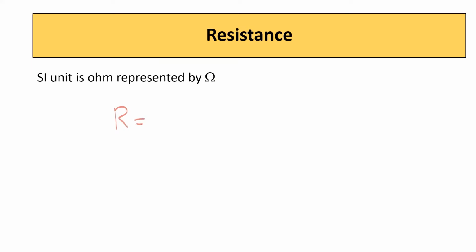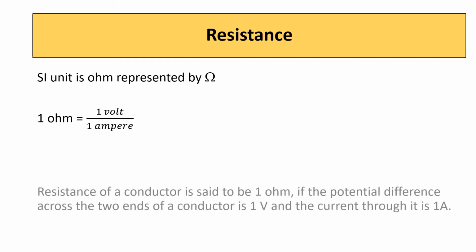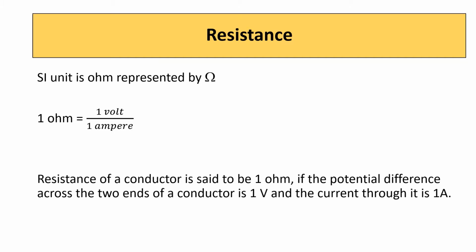R is equal to V by I. If V is equal to 1 volt and I is equal to 1 ampere, you can say R to be 1 ohm. 1 ohm is equal to 1 volt divided by 1 ampere. Resistance of a conductor is said to be 1 ohm if the potential difference across the two ends of the conductor is 1 volt and the current through it is 1 ampere.